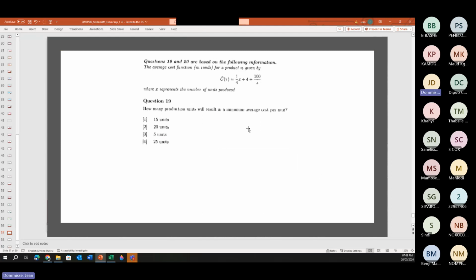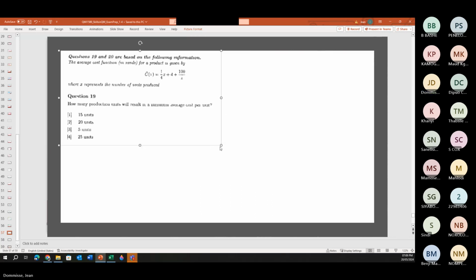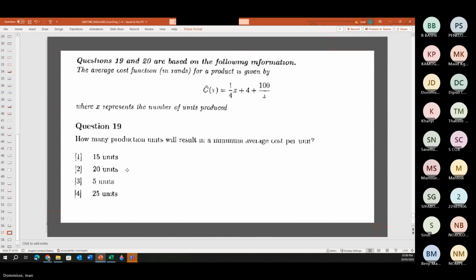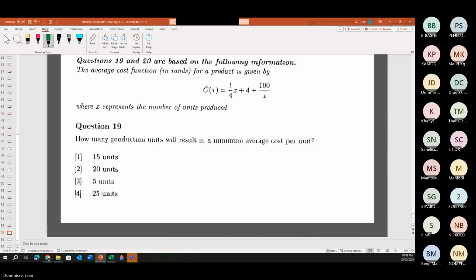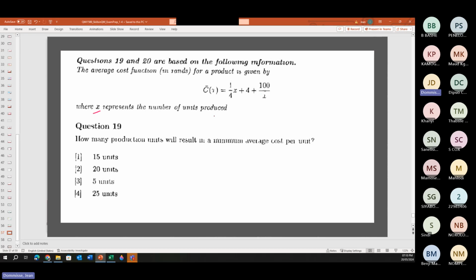So let's see if we can at least make out what stands here. The average cost function in rands for a product is given by 1 over 4x plus 4 plus 100 over x, where x represents the number of units produced. How many product units will result in a minimum average cost per hour?